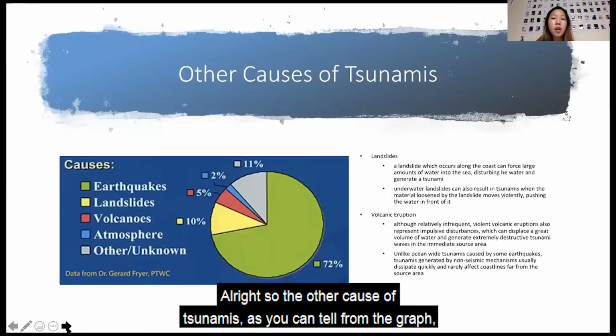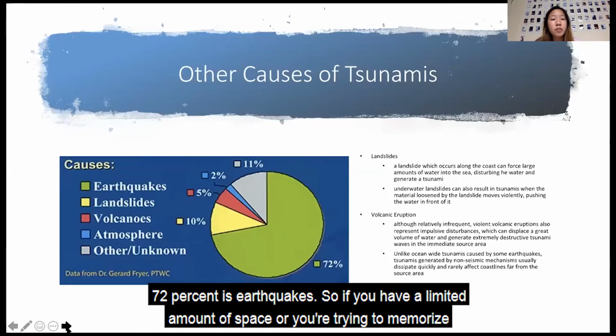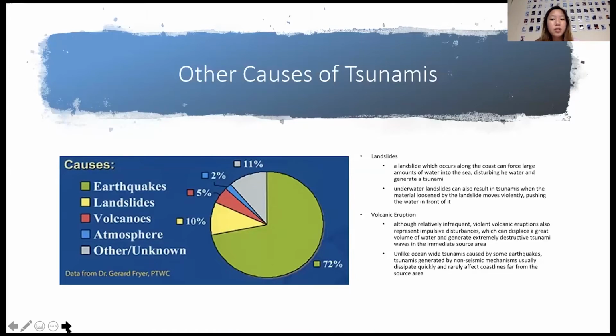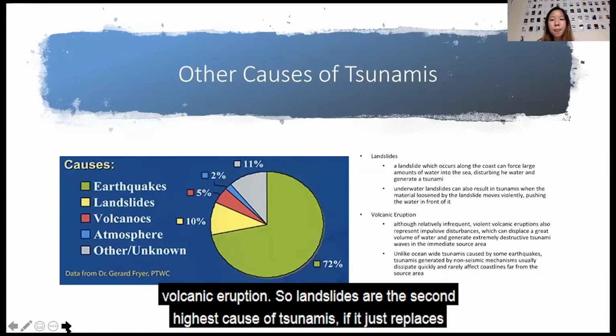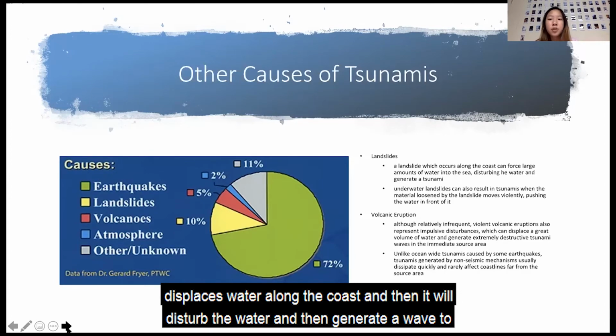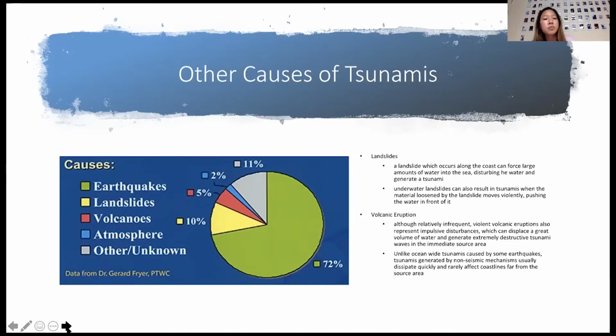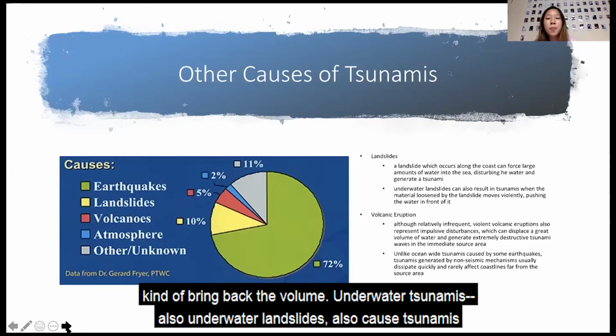All right, so the other causes of tsunamis, as you can tell from the graph, 72% is earthquakes. So if you have a limited amount of space or you're trying to memorize lesser information, just know mostly earthquakes and then landslides and volcanic eruption. So landslides are the second highest cause of tsunamis. If it just displaces water along the coast, and then it will disturb the water and then generate a wave to kind of bring back the volume.